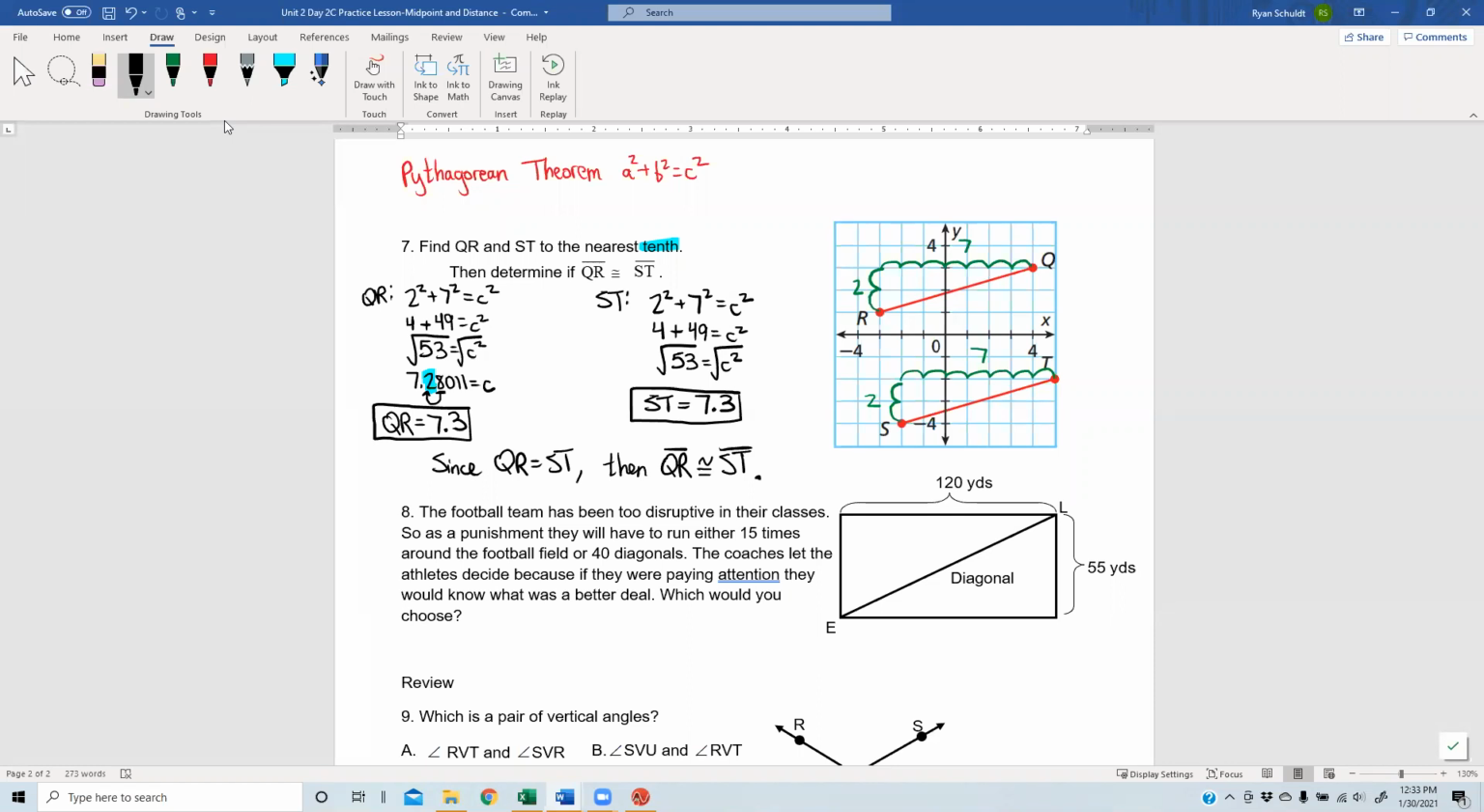Okay, number 8. The football team has been too disruptive in their classes. So as a punishment, they will have to run either 15 times around the football field or run 40 diagonals. The coaches let the athletes decide, because if they were paying attention in geometry, they would know which one would be the better deal. Which punishment would you choose?